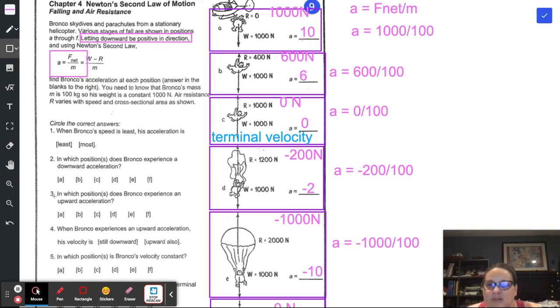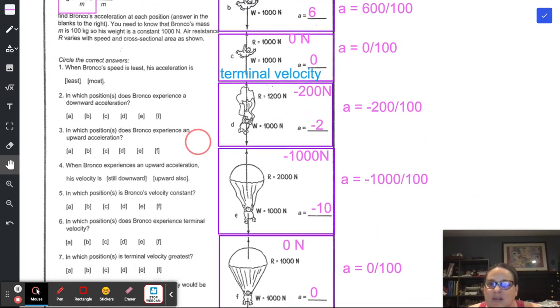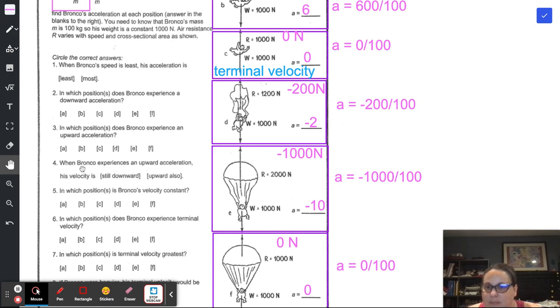Number three, in which position or positions does Bronco experience an upward acceleration? Since we've defined downward as positive, upward would be negative. So you're going to identify in which positions the acceleration is negative, and there are 2 positions that meet that criteria. Number four, when Bronco experiences an upward acceleration, so that would be positive in this case, negative in this case, his velocity is still downward or upward also.